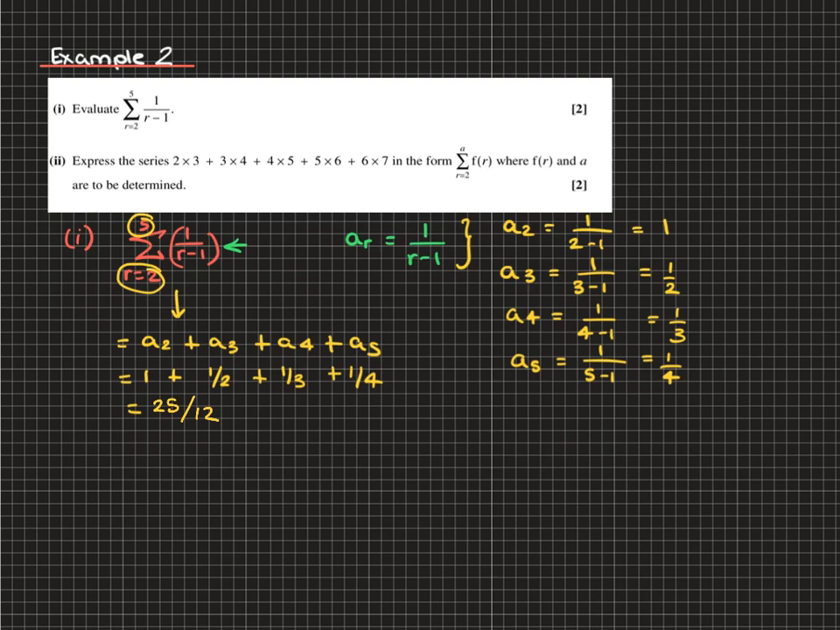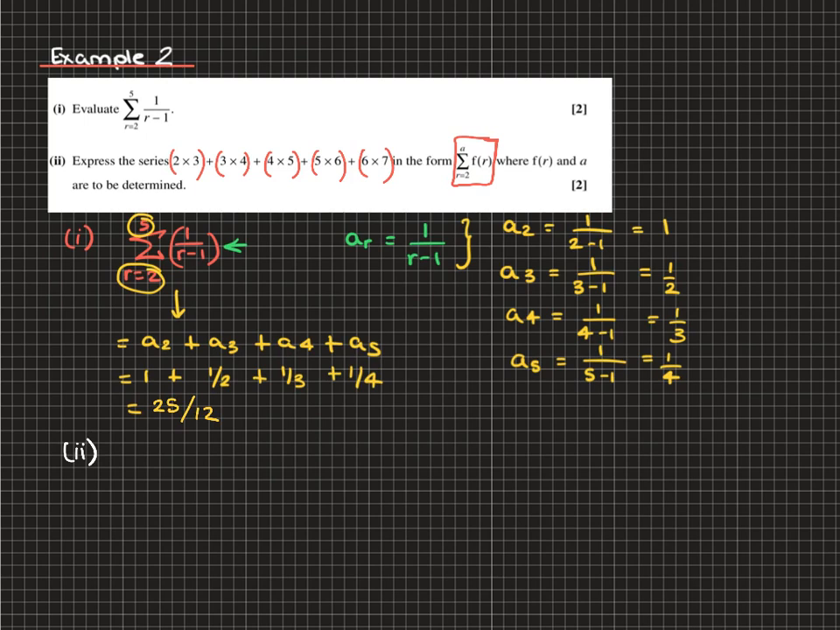Now, part 2 involves a little bit more thought. Express the series 2 times 3 plus 3 times 4 plus 4 times 5 plus 5 times 6 plus 6 times 7 in the summation format. So just to provide a little bit more clarity, let's put in some brackets here. They serve absolutely no mathematical purpose whatsoever, but they may actually help with working out what's going on. So we need to express this in the format of a summation, which means we need to see what the formula is for each term.